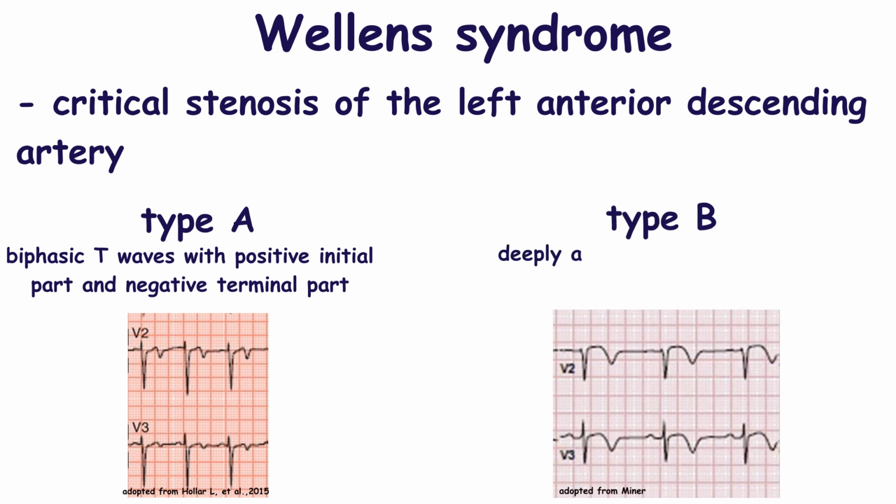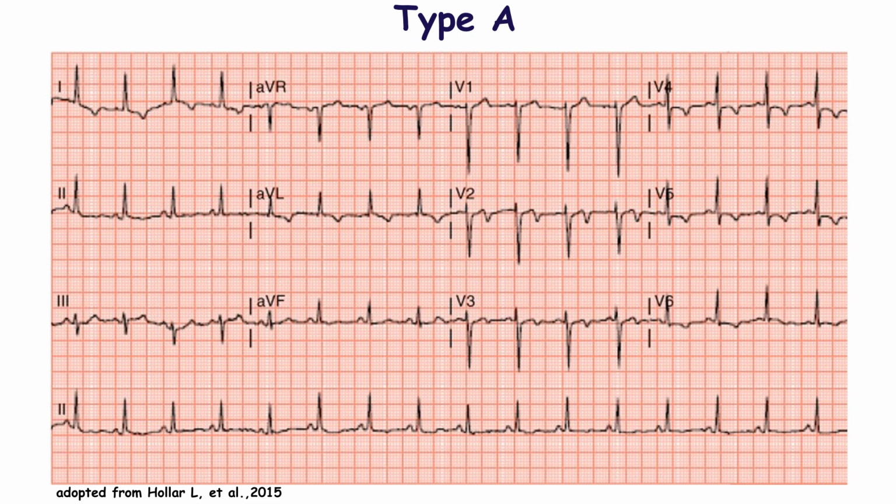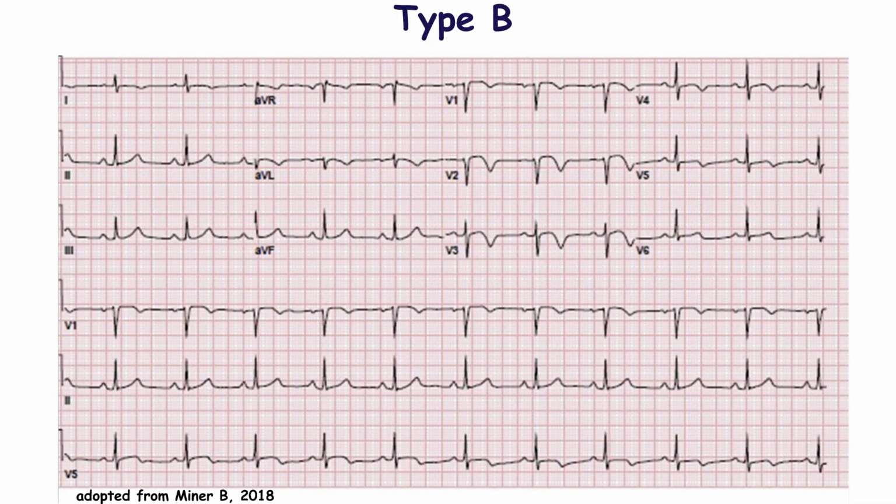Type B is characterized by deeply and symmetrically inverted T waves in the same leads as Type A. Type B is 3 times more frequent than Type A. Such ECG patterns are highly specific for stenosis of the left anterior descending artery. Their specificity is 91.6%. There are no other ECG signs of myocardial infarction such as pathological Q waves, significant ST segment elevation, or poor precordial R wave progression.